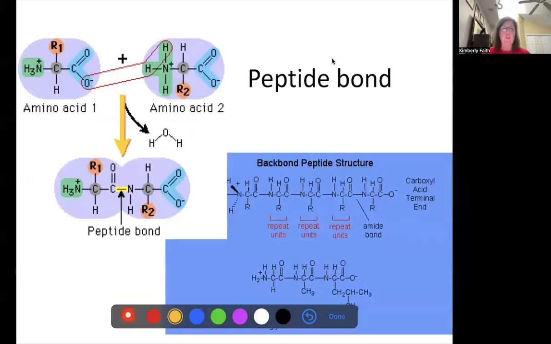So here is our two amino acids, our two peptide residues, and we're going to put them together. Like I said, in order to do that, we have to take out our water, and then you can see the peptide bond.